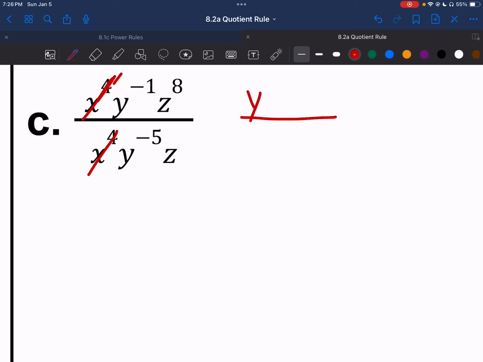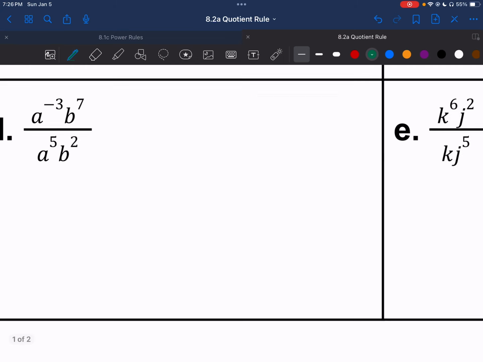So we're going to write this out. We've got negative 1 minus negative 5, right? Because we subtract the numerator from the denominator exponent, right? So 1 minus negative 5. And then z to the 8th over z. Where do we have more? We have more z's in the numerator, and there's 7 more. Okay, so now negative 1 minus negative 5 is going to give us y to the 4th, z to the 7th. We don't need the fraction bar anymore because everything is out of the denominator, so we don't need to worry about it.